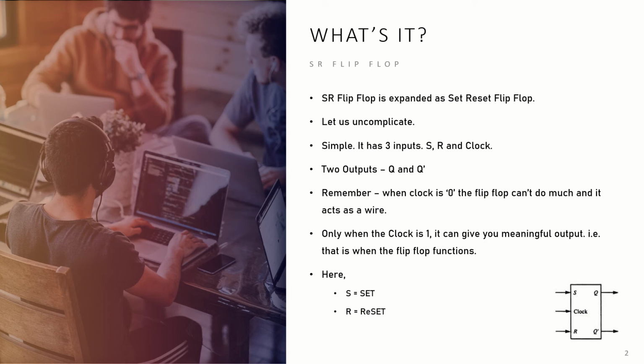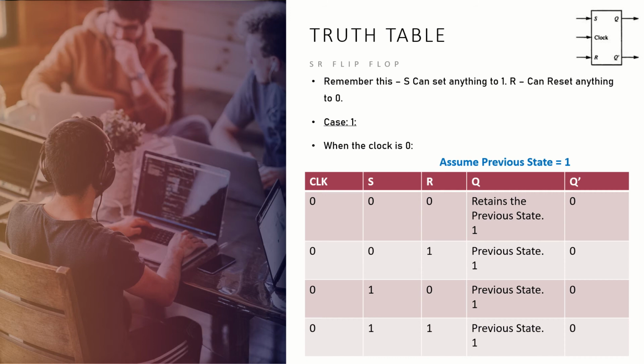Now let's recollect. S is nothing but set, R is nothing but reset. Can we go ahead with the truth table and then we will go ahead with the implementation with Verilog? It's very easy. First, we will consider case 1 where clock is 0. Remember, set can set anything to 1. R is reset, which can reset anything to 0, which means bringing to 1 is done by set, bringing to 0 is done by reset.